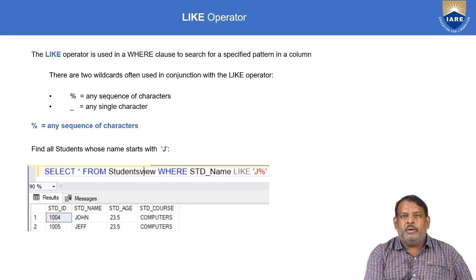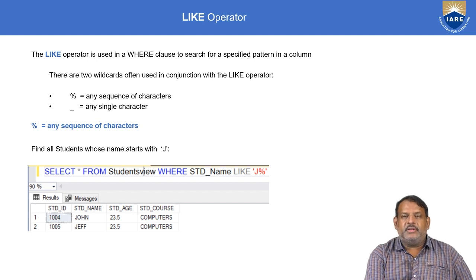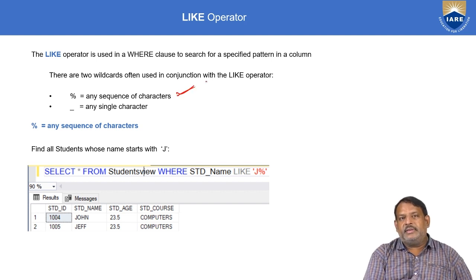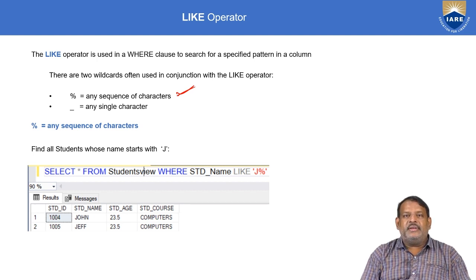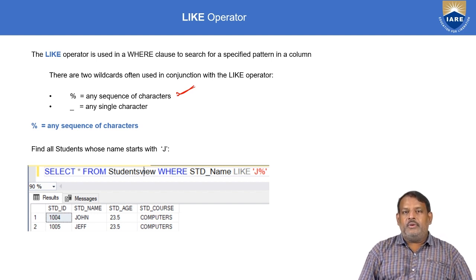We have two types of wildcards. One is the percent sign, which means any sequence of characters. We also have the underscore, which means any single character. So percent means any sequence of characters, whereas underscore means single character searching. So LIKE is pattern matching.